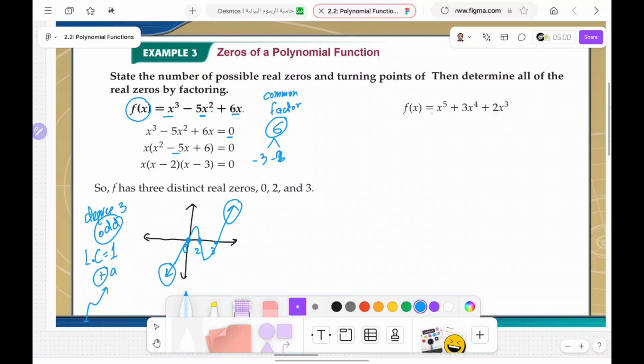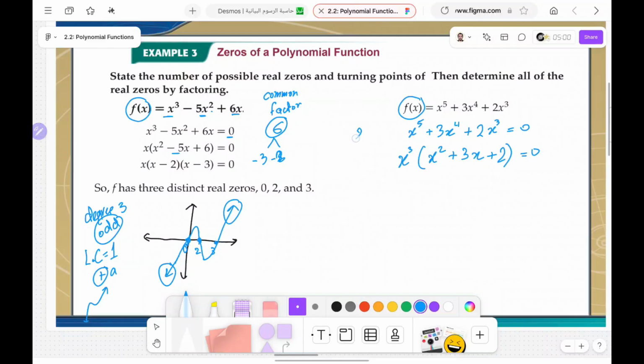Now, as you can see, we need to find the zeros. So set f of x equal to 0: x to the power of 5 plus 3x to the power of 4 plus 2x to the power of 3 equals 0. Now, always look for the common factor. What's the common factor here? The common factor is x to the power of 3. If I take x to the power of 3 out, it will be x squared plus 3x plus 2 equals 0.